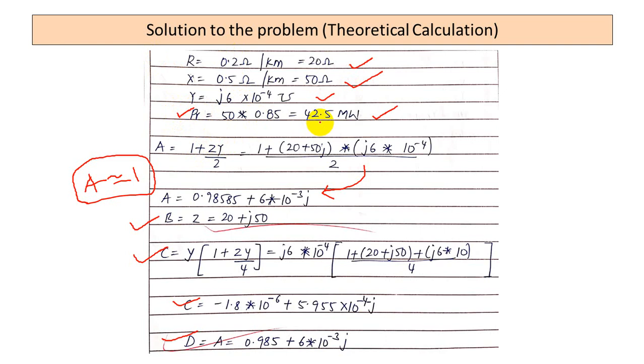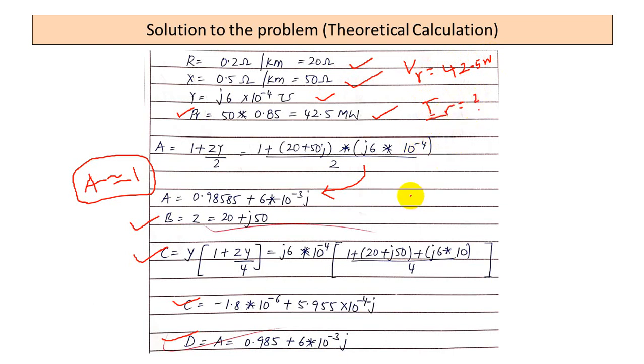Megawatt. And you have one more clue: what is the receiving end voltage you have got? The receiving end voltage you have got is 42.5. But you have not been given the value of IR. How to calculate IR? IR is still a question. So how to calculate your IR?